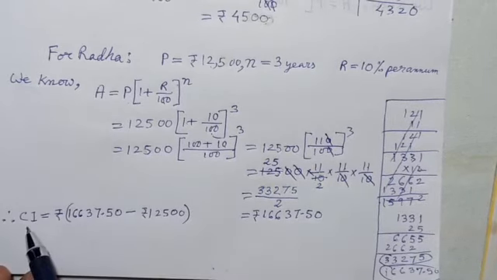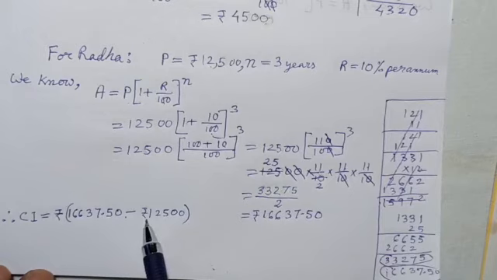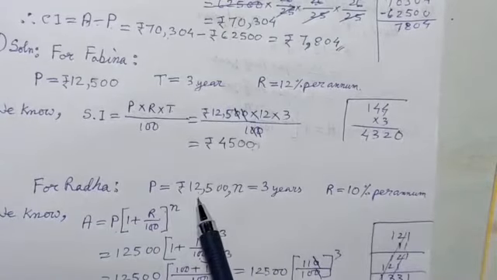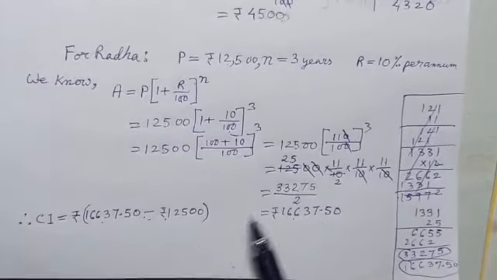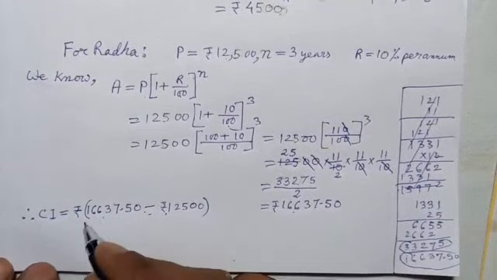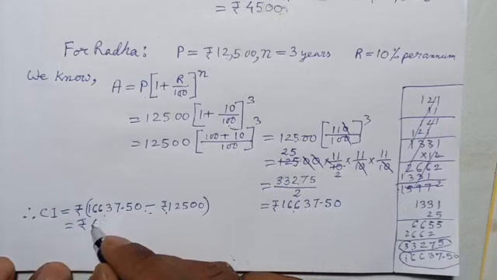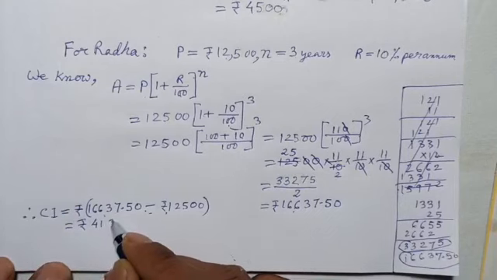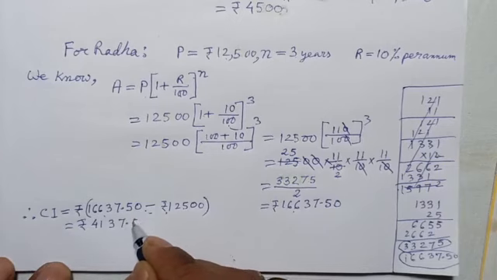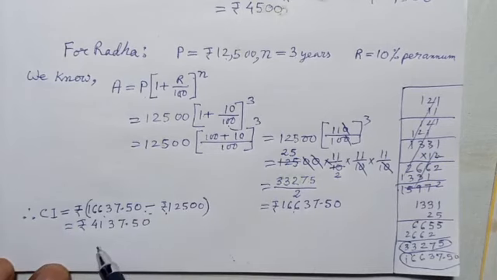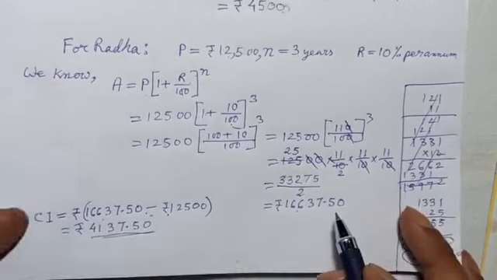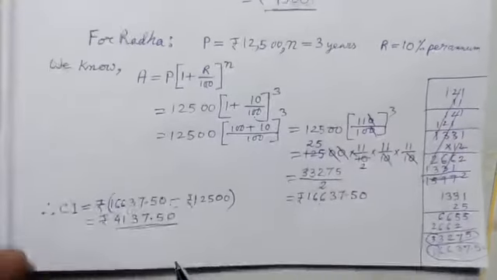Therefore, compound interest is equal to amount minus principal. This is the amount, so this number is written here, minus the principal, which is 12500. If we subtract this, we are getting rupees 4,137.50. So when we compare this compound interest and this simple interest, this is more.